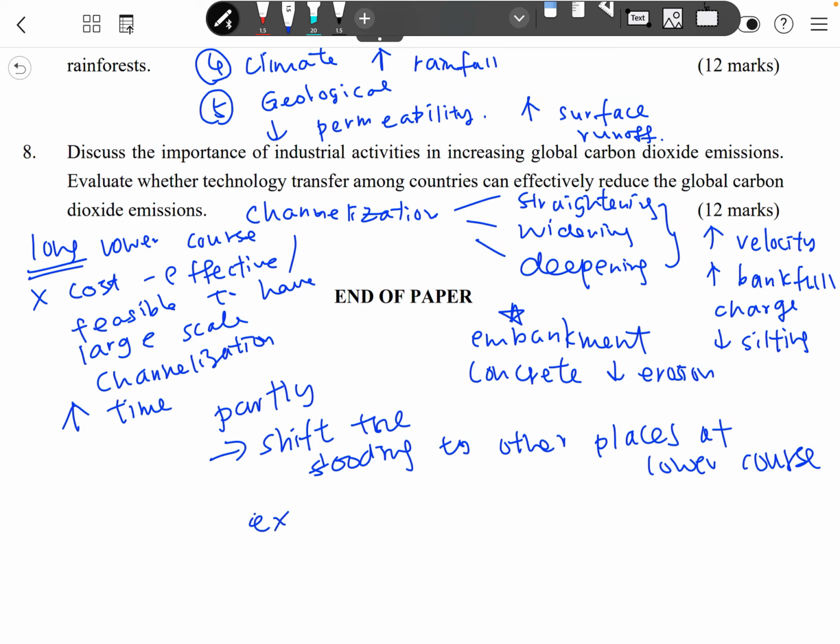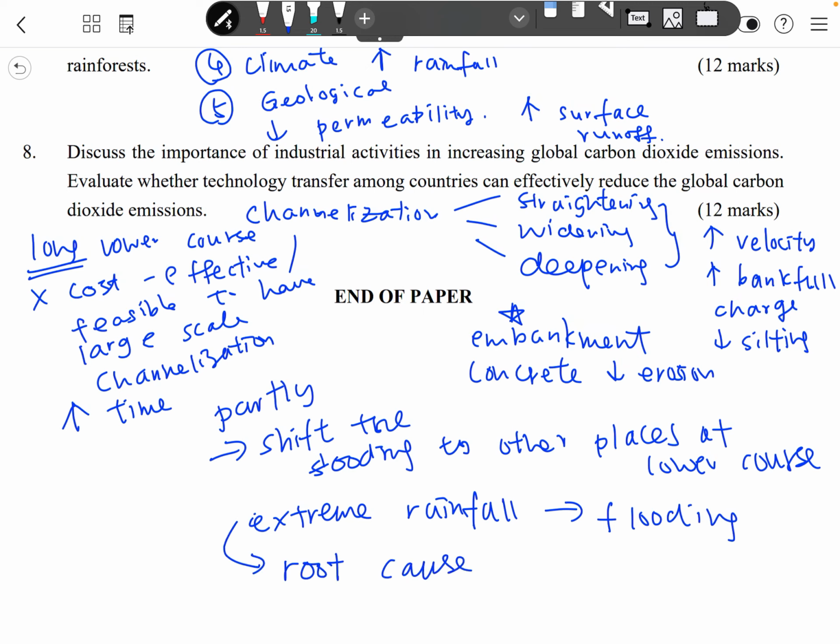And then we can argue that when they have extreme rainfall, we still have flooding at the lower course despite the channelization. So once we have extreme flooding caused by a typhoon, we still have a problem of flooding. So that's why channelization is not effective. We cannot address the root cause. This is the root cause of extreme flooding: extreme rainfall.